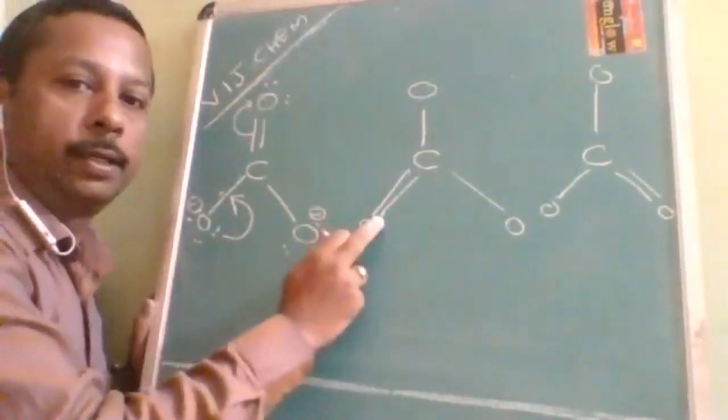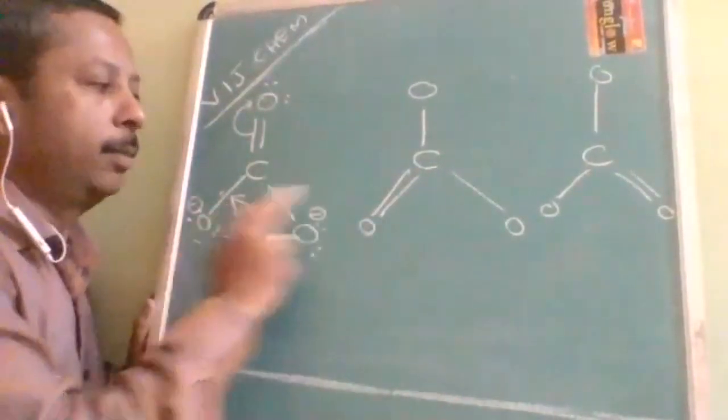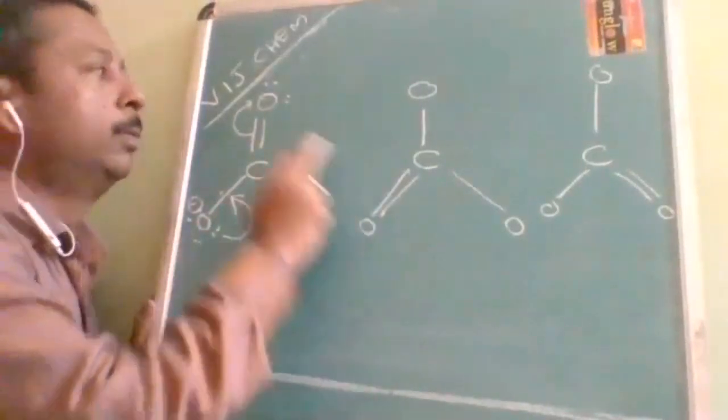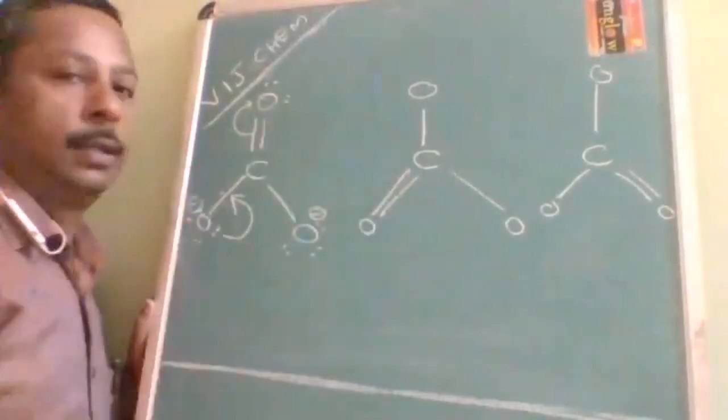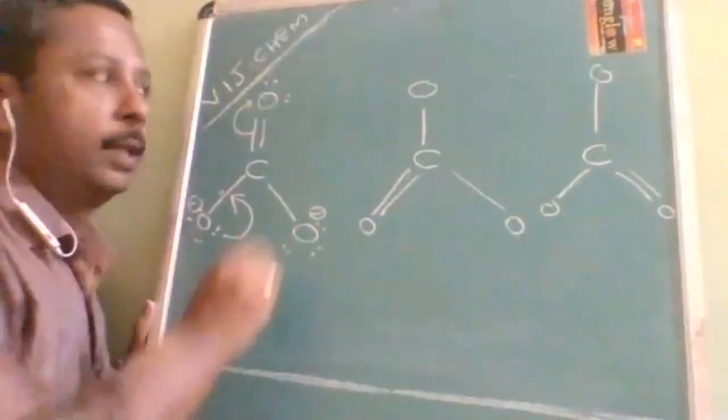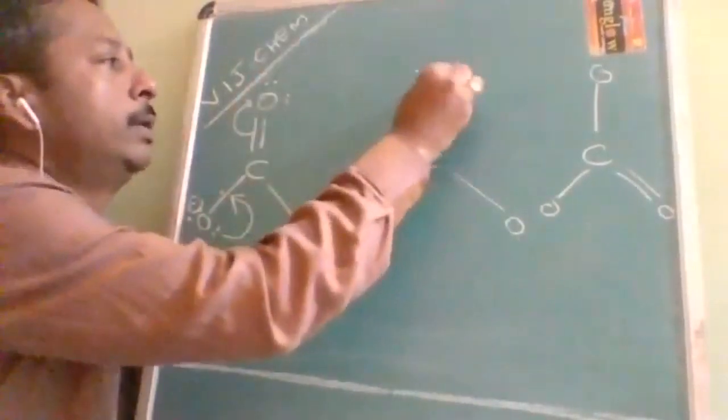Then you will get this structure. See here, the single bond will become a double bond, and the double bond will become a single bond. Now there will be a change. Already two lone pairs were initially there.